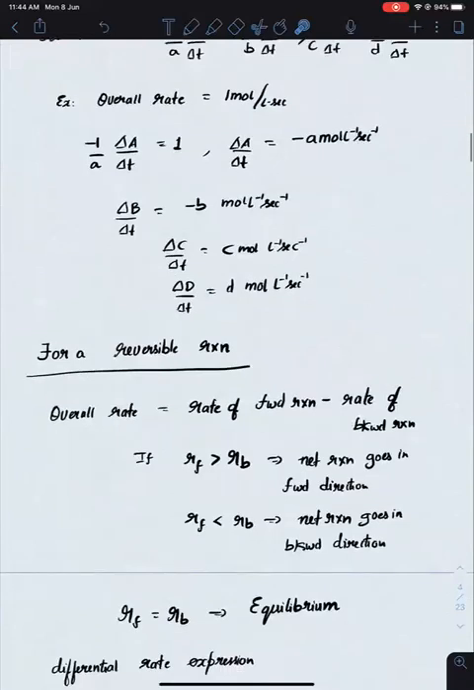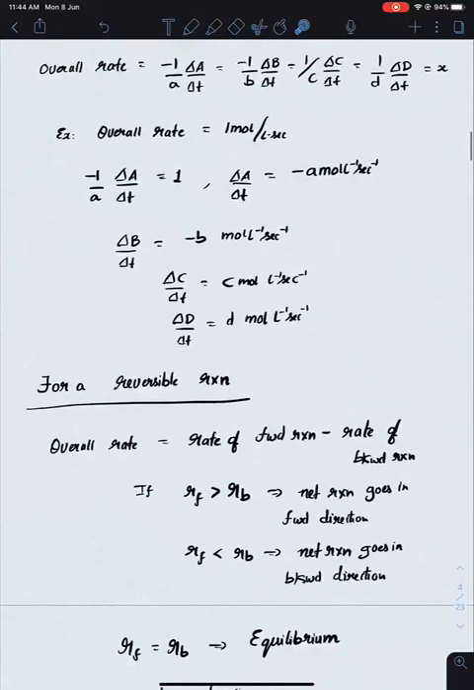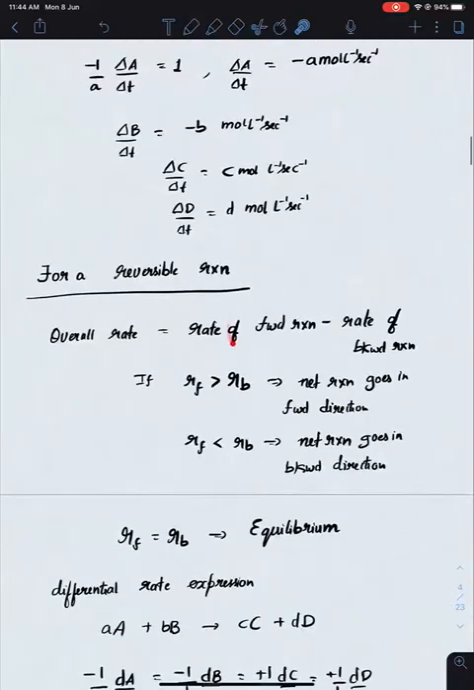Okay. In case of a reversible reaction, the overall rate gives you information about the rate of forward reaction minus the rate of backward reaction. If the overall rate is positive, iska matlab rate forward is greater than rate backward, or else the net reaction will be going in the forward direction, or the concentration of reactants will be decreased and the concentration of products will be increased. If the overall rate is negative, the net reaction is going in the backward direction. मतलब reactants का concentration बढ़ता जाएगा, products का concentration घटता जाएगा.